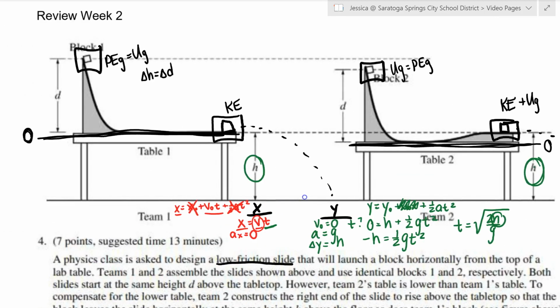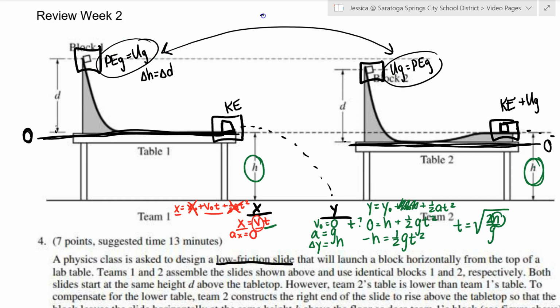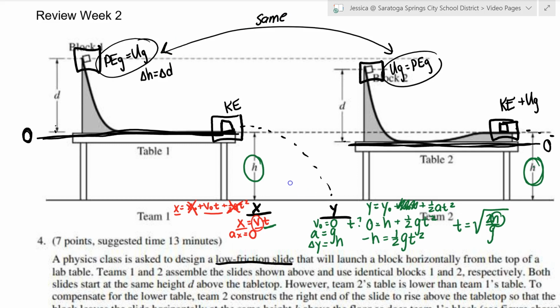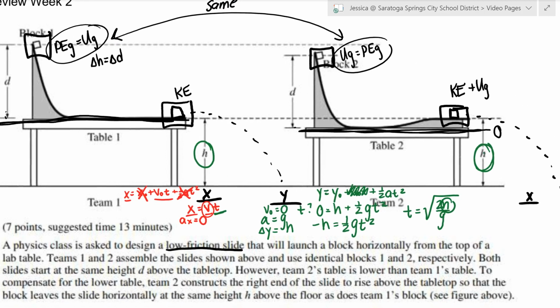Now, both blocks start a distance d above their respective tabletops, which means both of these initial energy values are the same. So that would mean if they both ended at the table, they would have the same kinetic energy and the same speed. However, block 2 does not fly off the table at the height of the table. It flies a little bit off the height of the table. So we have this potential energy component.